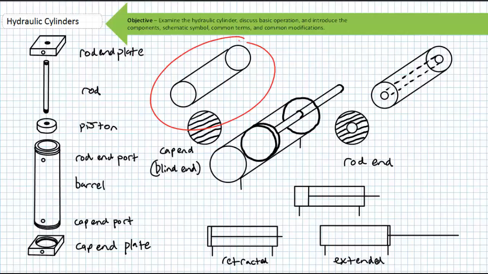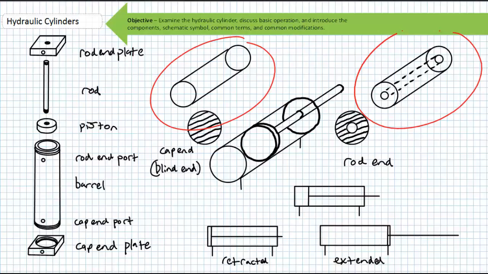Compare it to what the rod end at full retraction looks like. It's quite obvious that the cap end is a full cylinder and obviously requires more fluid to fill than a similarly sized cylinder with a rod-like portion of volume removed from the center.